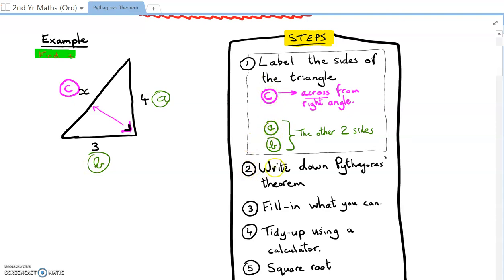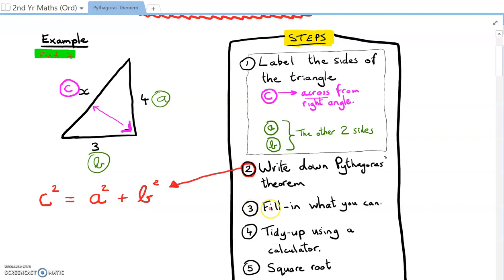Now step 2, write down Pythagoras' theorem. Now Pythagoras' theorem is in your logbooks, so it's not something that you have to learn off by heart, but it is something that you should probably get into your head. It's c squared is equal to a squared plus b squared. That's what the theorem is. So that's that bit done.